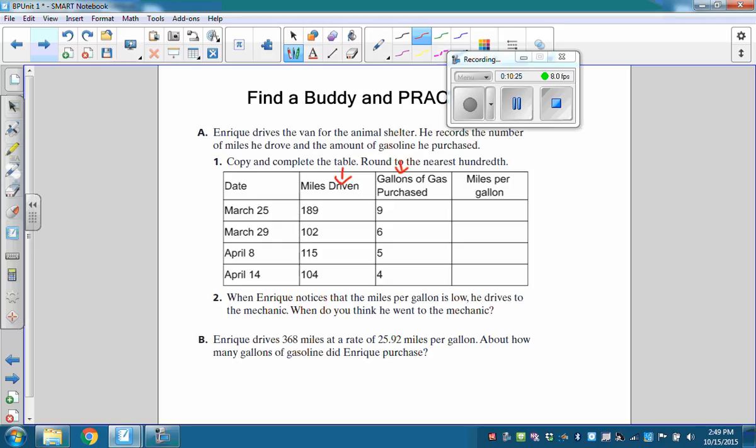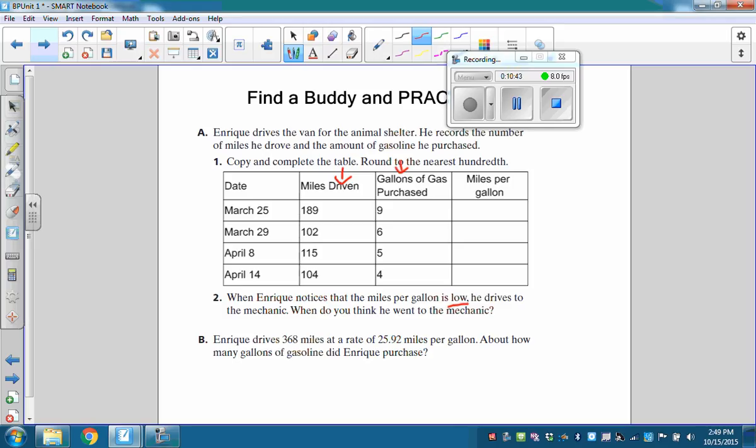When Enrique notices that the miles per gallon is low, he decides to drive to the mechanic. When do you think he went to the mechanic? So we have to compare every day. Sometimes it's hard to compare things, but if you have a unit rate, you can compare them because they're all compared to one.